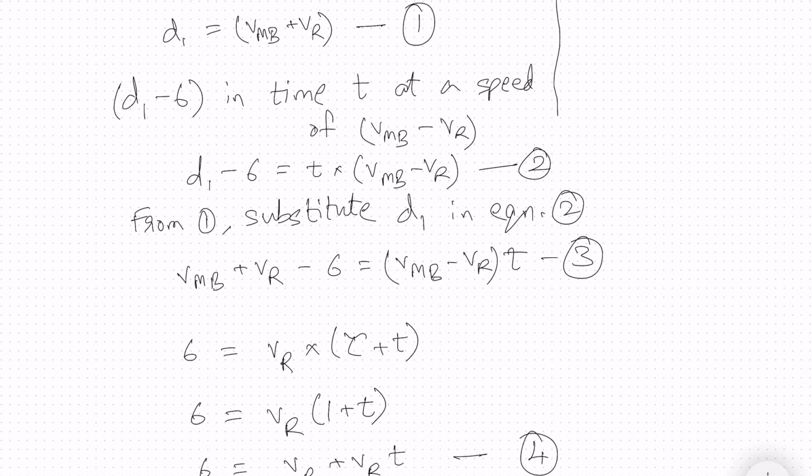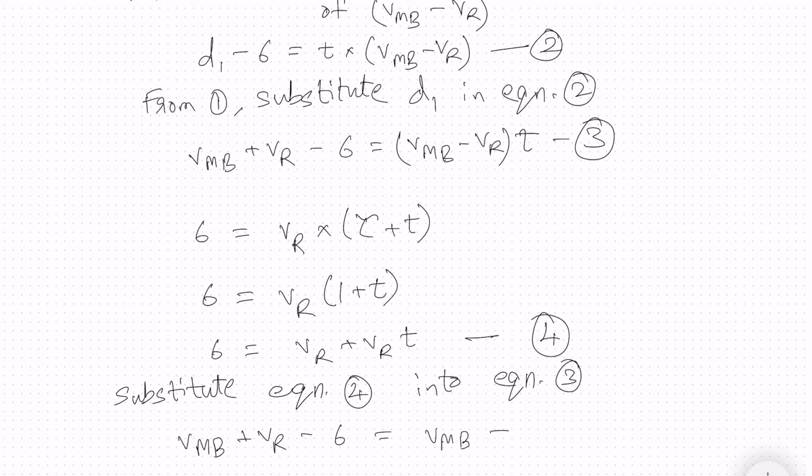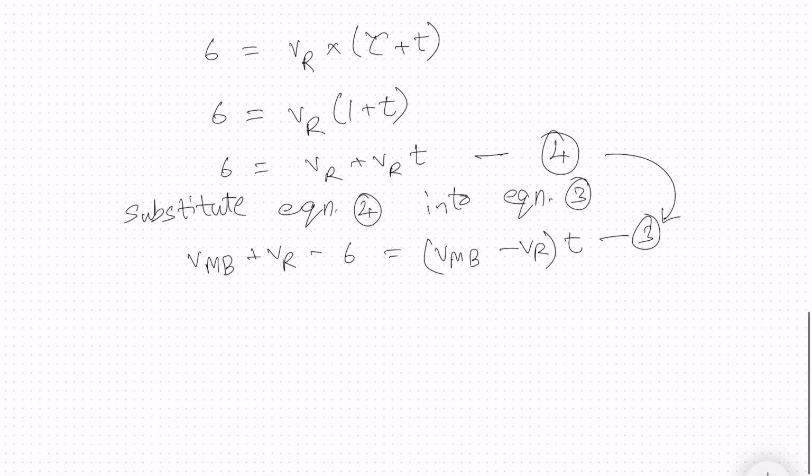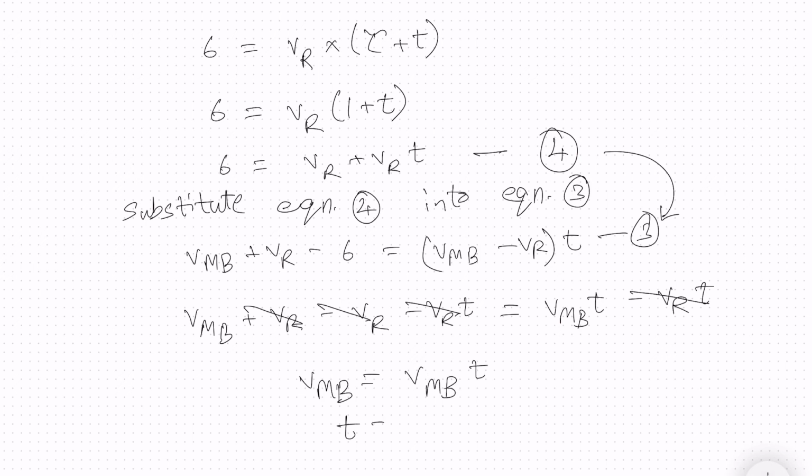This is equation 4. Now, if I substitute equation 4 into equation 3, I will get, in the place of 6, I will substitute VR plus VRT in equation 3. Equation 3 says, this is my equation 3. And I'm substituting equation 4 into equation 3, which will give me VMB plus VR minus VRT is equal to VMB T. I'm opening the brackets on the right hand side, minus VRT. Minus VRT gets cancelled on both sides, which gives me VMB is equal to VMB times T, or T is equal to 1 hour.